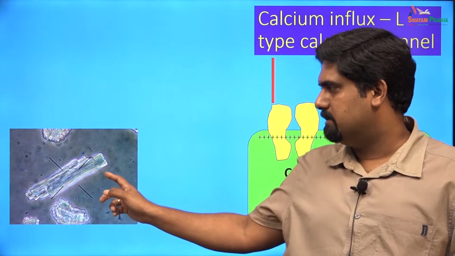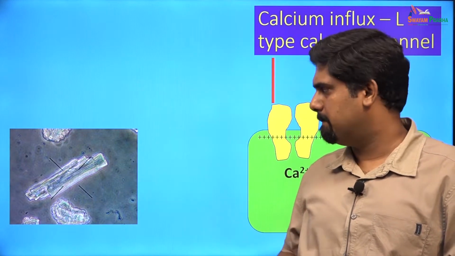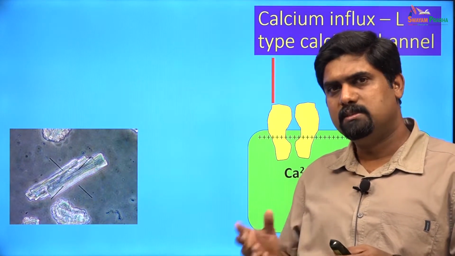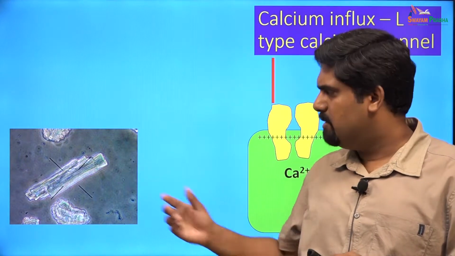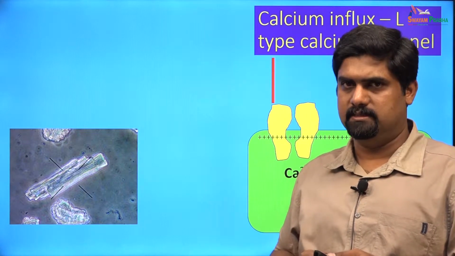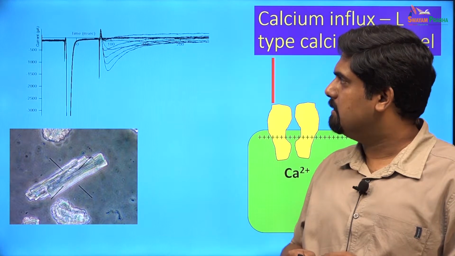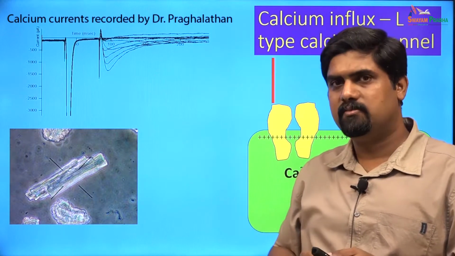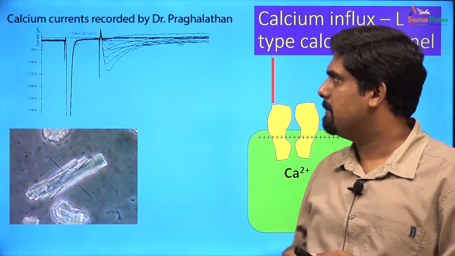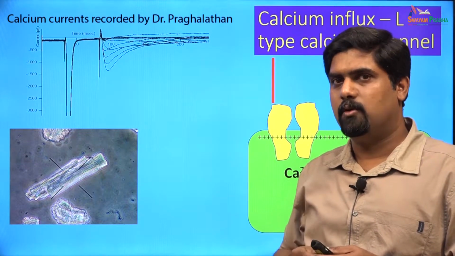This is a picture of a rat ventricular cardiomyocyte that we have isolated in the laboratory, and this cell was subjected to the whole cell patch clamp technique, and the membrane potential was depolarized to various depolarizing voltages. This was done to record calcium currents, and these are families of calcium currents that we recorded by subjecting this cell to patch clamp. You can see that the magnitude of the calcium current increased with increasing depolarizing voltages.